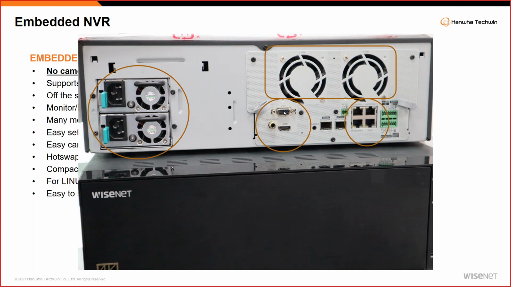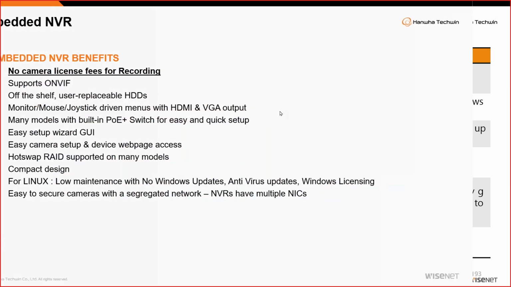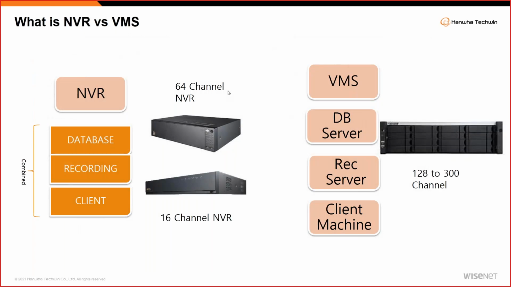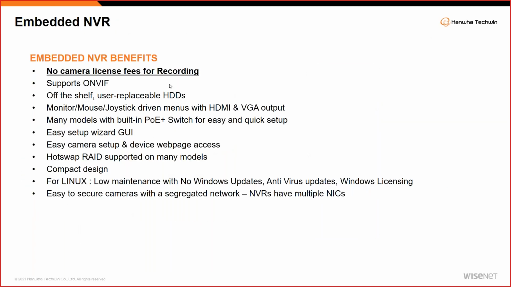Now this is a recording unit. Now there are two types of recording units called embedded. Embedded means all the licenses, all the software, it's pre-installed.